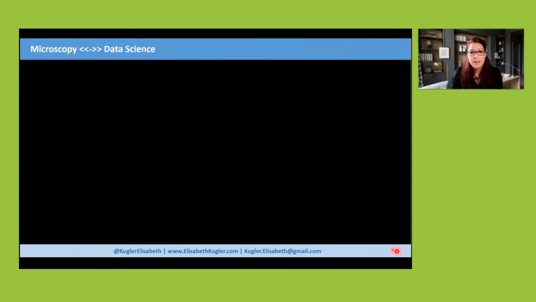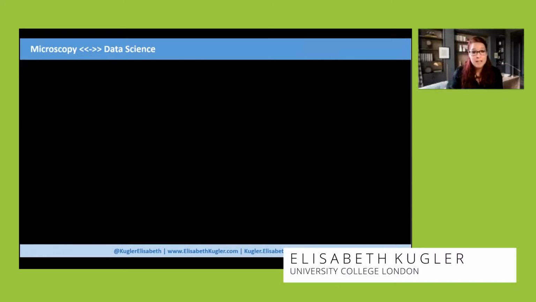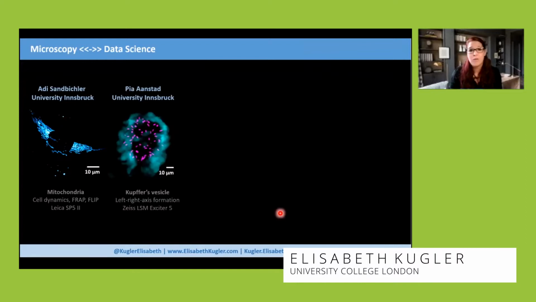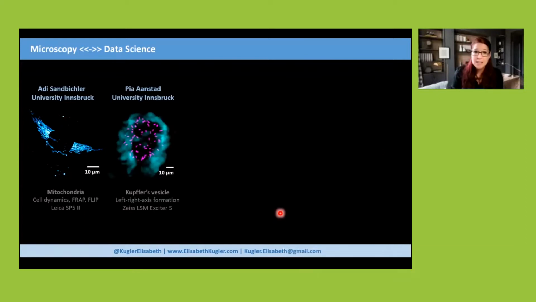Throughout my education, I was fortunate enough to study many different biological processes across different scales. That included cells, tissues, and organisms. For example, at the University of Innsbruck, I studied with Elisabeth Kugler the dynamics of mitochondria. With Pierre Ansted, I studied the role of a certain protein in cellulogenesis in an organ called the Cooper's vesicle, which is required for left-right axis formation.